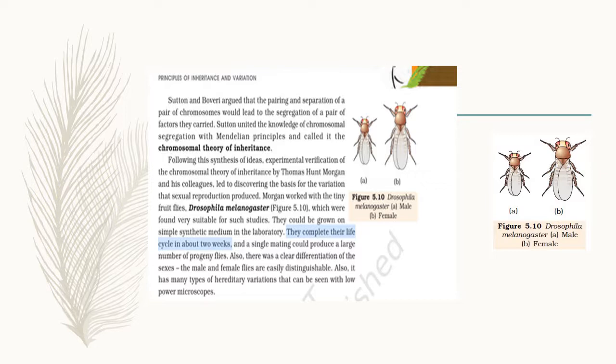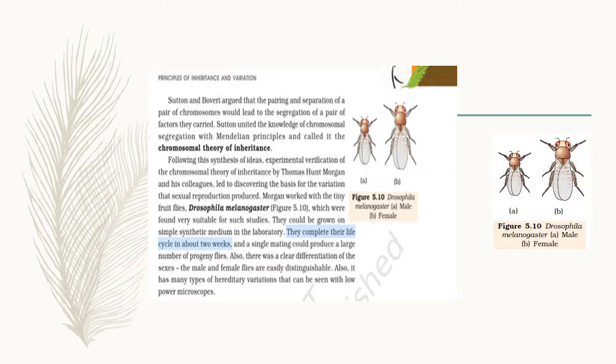Now, Sutton and Boveri worked on the chromosomal theory of inheritance, and Thomas Morgan worked on Drosophila melanogaster. What was the reason behind choosing Drosophila melanogaster? The first important reason was that it could be grown on simple synthetic media in the lab. Secondly, it completes its life cycle in about 2 weeks. Third, a large number of progeny are formed.